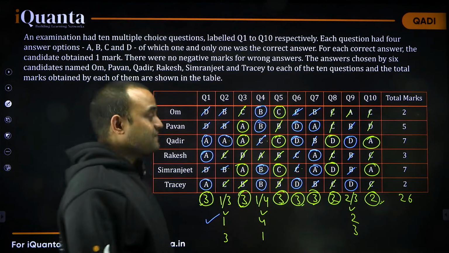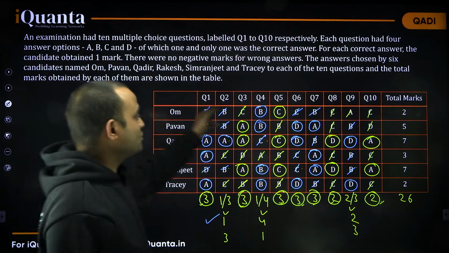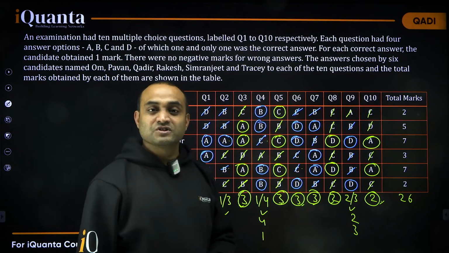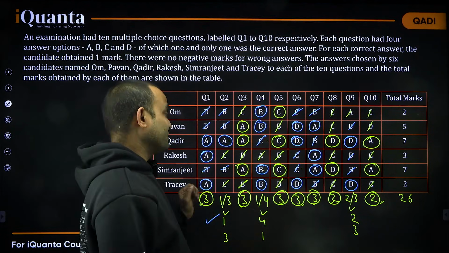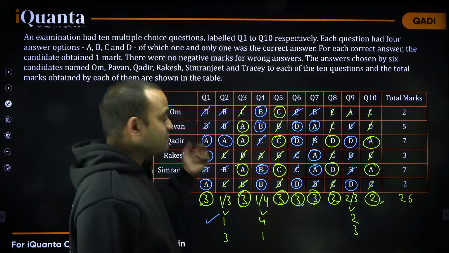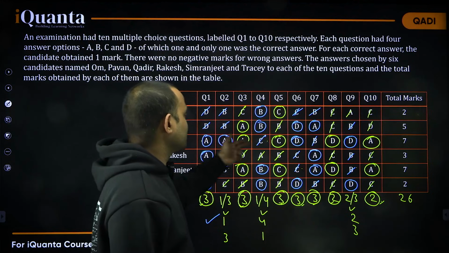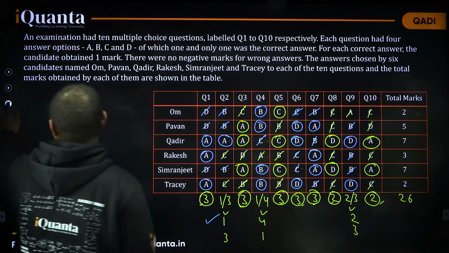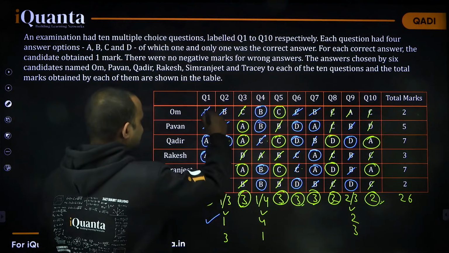Now let's check if everything makes sense or not. In case of Om, 2 of them are correct. In case of Pawan, 1, 2, 3, 4, only 4 responses are correct. This should not happen, right? There should be 5 correct responses for Pawan. In case of Qadir, 1, 2, 3, 4, 5, 6, 7, 8 correct. So this case is not valid, guys. I'm sorry, but this case is not valid.